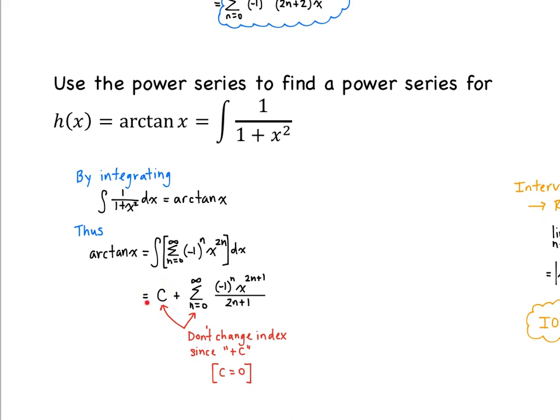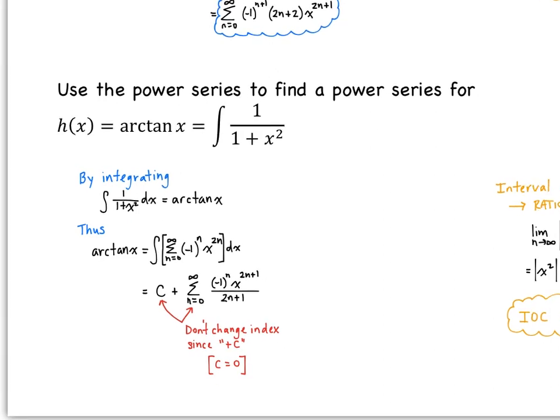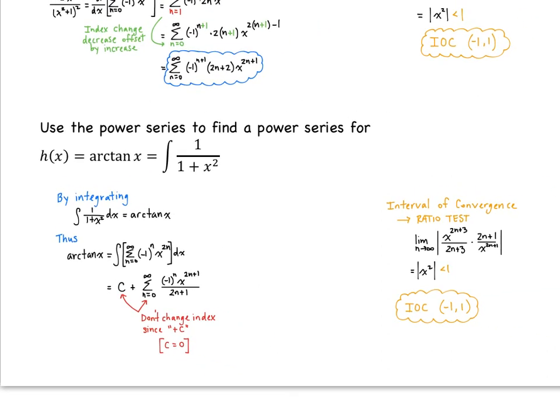We just wrote it in the beginning this time. Now with integration, the nice thing is we don't have to change this index because this plus c takes care of that aspect. So that takes care of that index change. Now again, the last thing we have to do is find our interval of convergence. Since this isn't a geometric series, we are going to use that ratio test.